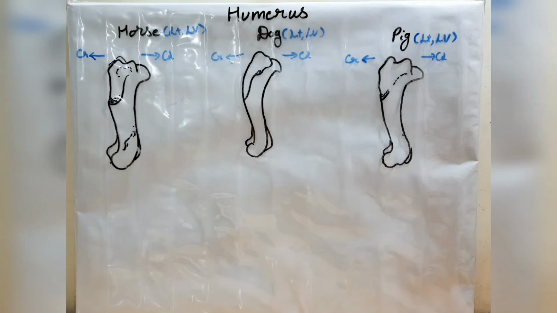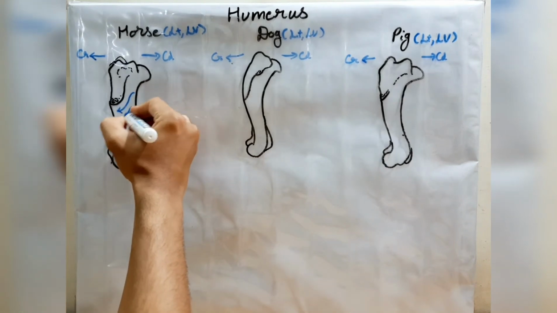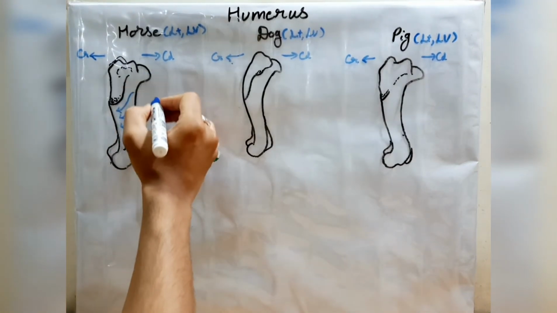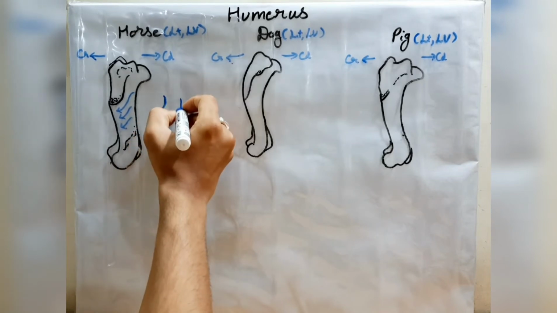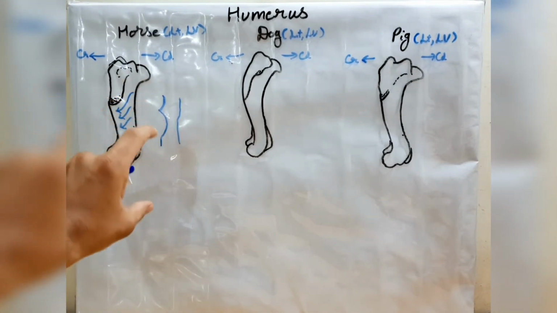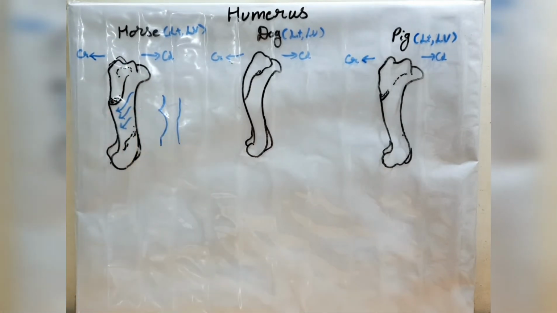So the first thing that you're going to immediately notice when looking at a humerus of horse is that the musculo-spiral groove is very prominent and the deltoid tuberosity is very prominent. So when you're looking from an anterior view, the structure of a humerus of horse is like this, because the musculo-spiral groove is very prominent. Okay, and the bone looks very much twisted.